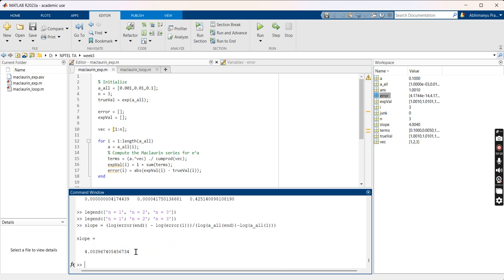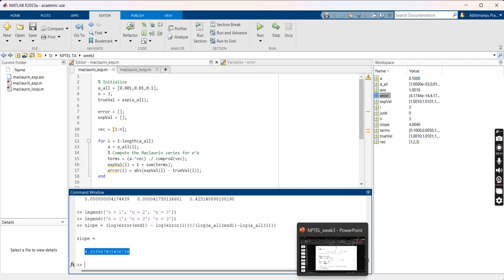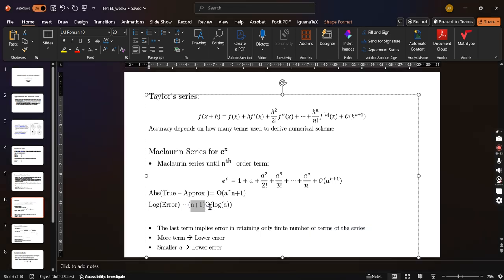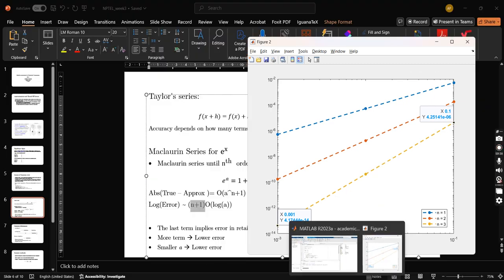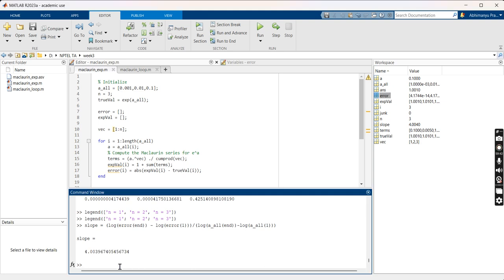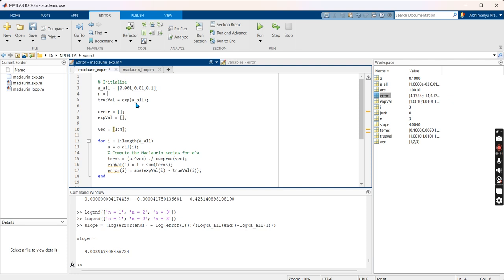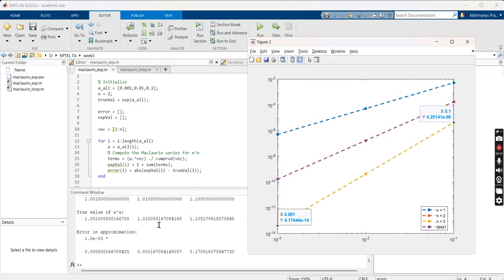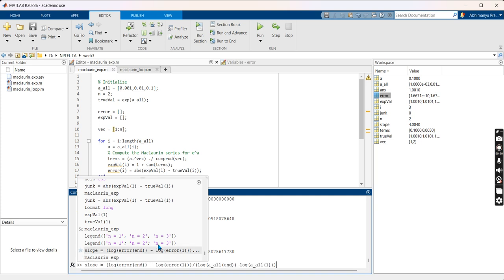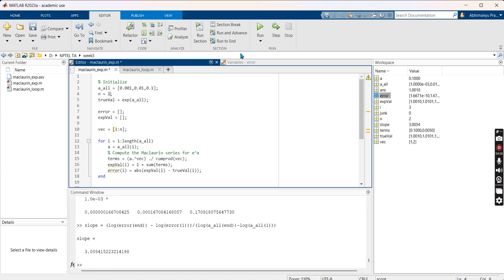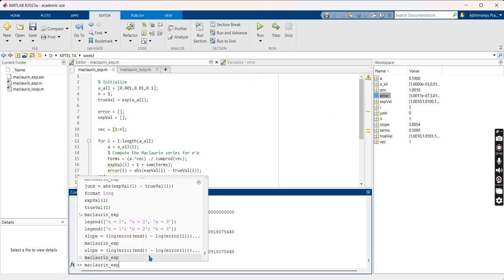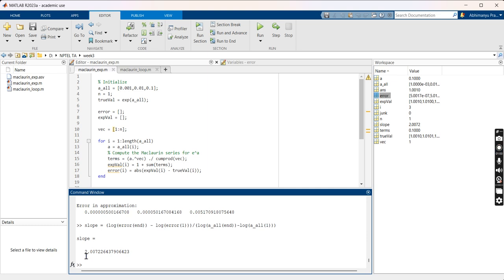So I'm getting a number that is close to 4, as I should get, since it should be n plus 1. My n is equal to 3 for this line, so I'm getting a value close to n plus 1, or 4. If I try it for n is equal to 2, I'll just change the values, and now I'm getting a number close to 3, right? Similarly for n is equal to 1, I should get a number close to 2, and I'm getting a number close to 2.